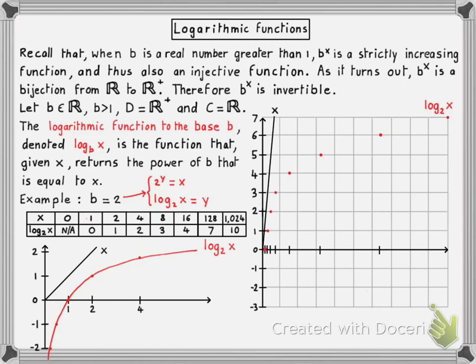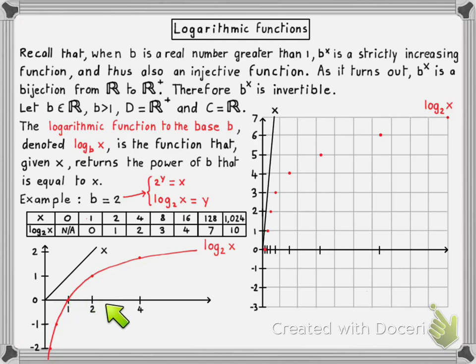But the next point I want to bring up is that the base doesn't have to be equal to 2. So what happens if we increase the base to, say, 3? What is log base 3 of x? Well, for x equal to 1, log base 3 of 1 is 0 because 3 power 0 is 1. So the graph for log base 3 of x is also going to go through this point.